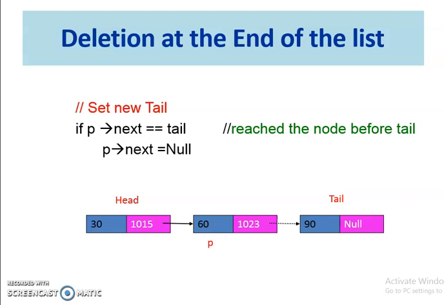Once the node before the tail is reached, we are going to set P.next is equal to null. Then the link between the P and the tail disappears and we have to set a new tail, that is tail is equal to P. By this, the deletion will be done at the end of the list.